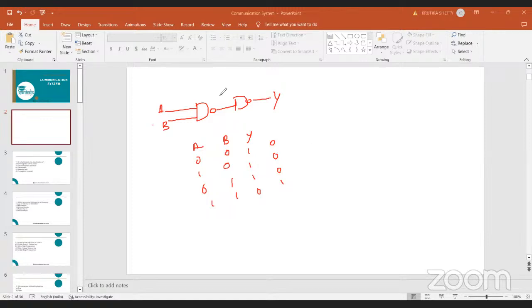Yes, correct. Very good, Rakshita. So this is nothing but the representation of the AND gate. So in the given options, XOR gate is there, AND gate is there, NAND gate is there, OR gate is there. That is, option B is correct. I hope it is clear to you.